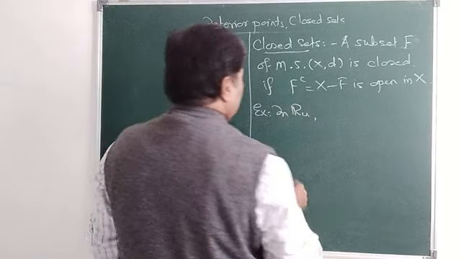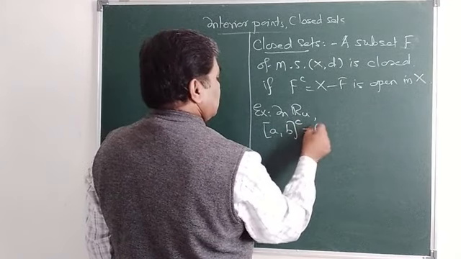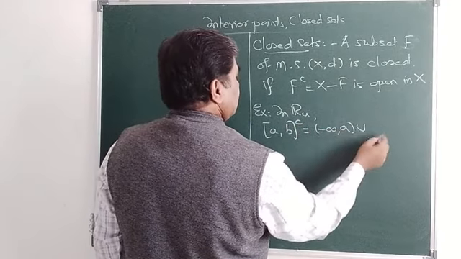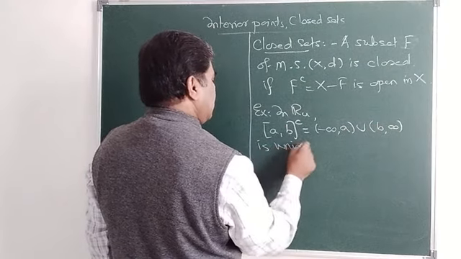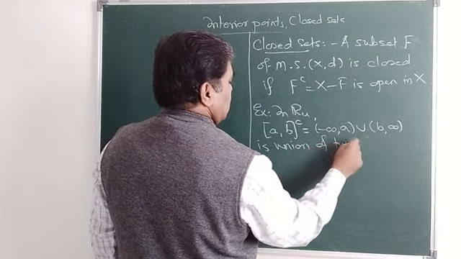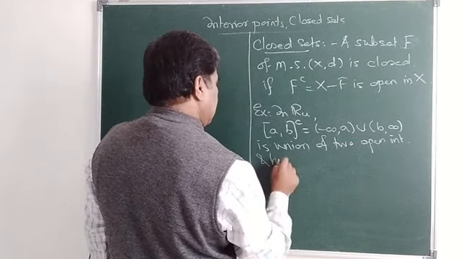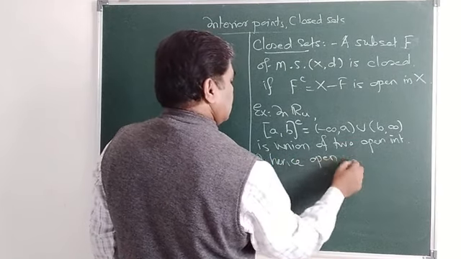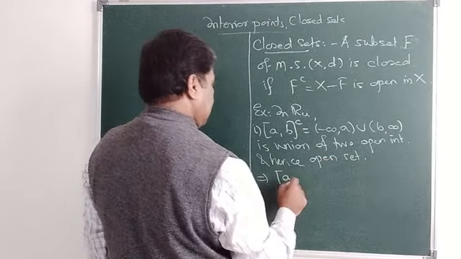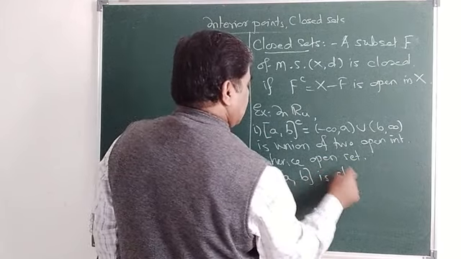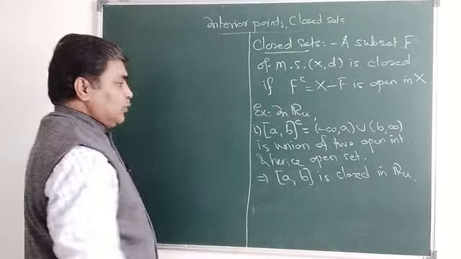The complement of the closed interval [a, b] is nothing but minus infinity to a union b to infinity, which is a union of two open intervals and hence an open set. This implies the closed interval [a, b] is closed in R_U.